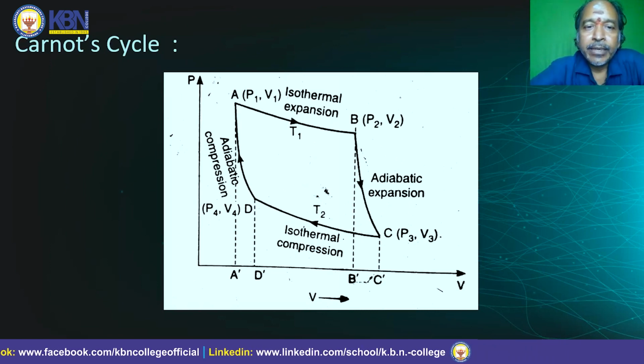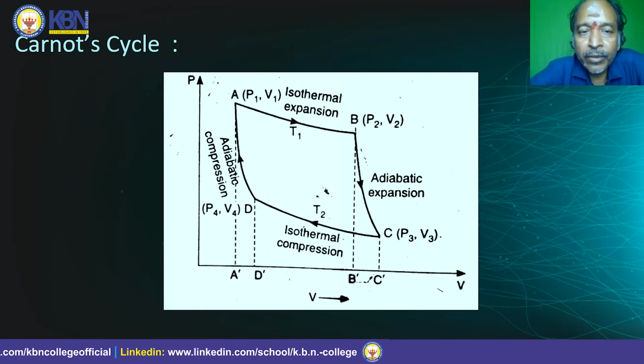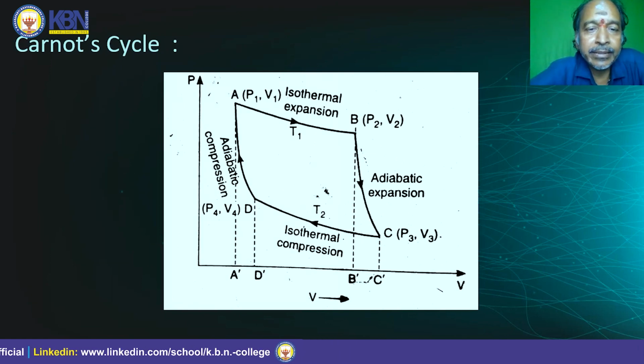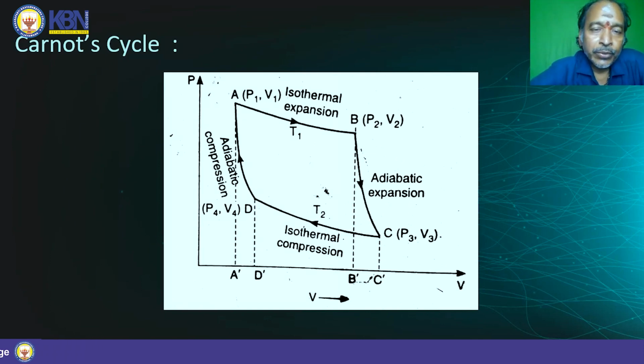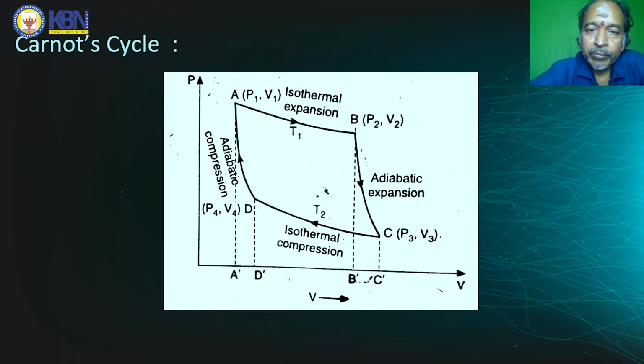Here the initial state of the working substance is denoted in the PV diagram of the Carnot cycle as A, with P1 and V1. So the initial pressure is P1 and volume is V1, and after isothermal expansion the final state is denoted B, and here the quantities of the system are pressure P2 and volume V2.